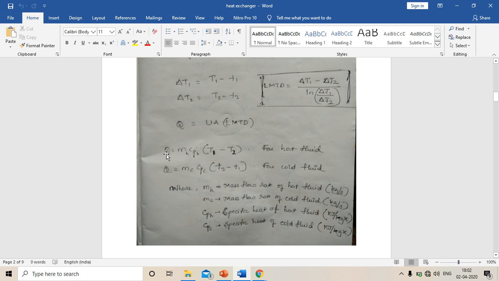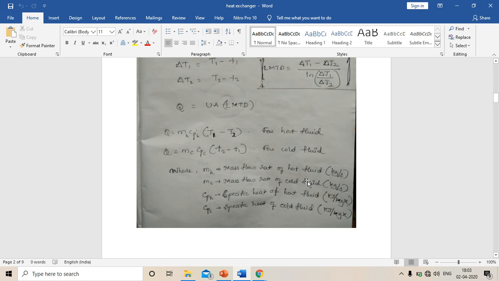For heat transfer rate Q, there is one more equation. I mean, there is one equation for the hot fluid and another equation for the cold fluid separately. And this Q is for the heat exchanger. Q equal to mH CpH into capital T1 minus capital T2 for hot fluid. Q equal to mC CpC into small t2 minus small t1.